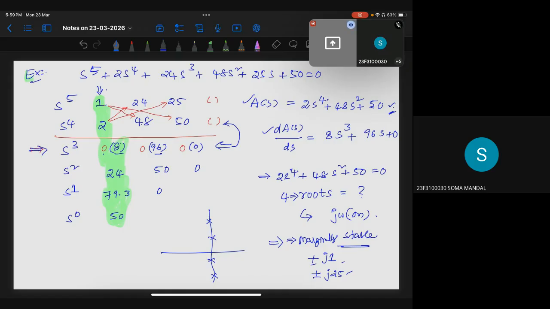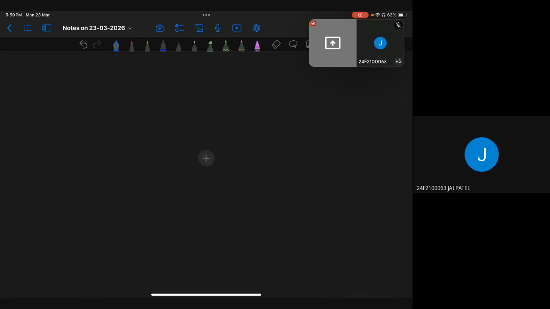So the indication is that there are no poles on the right hand side. If the roots lie in the right hand side, that will already be decided by the sign changes in the table, so we don't need to check here again. Understood, sir. Thank you. So these are the two cases.